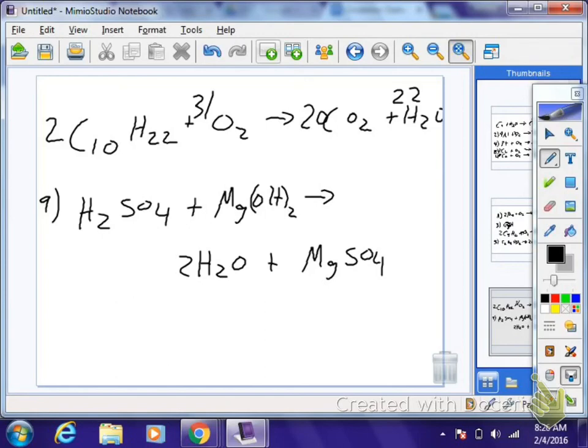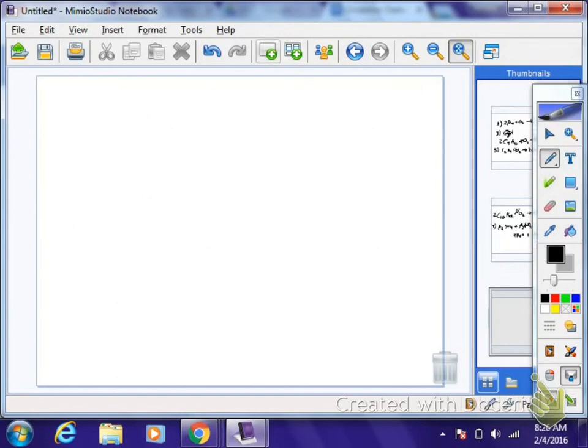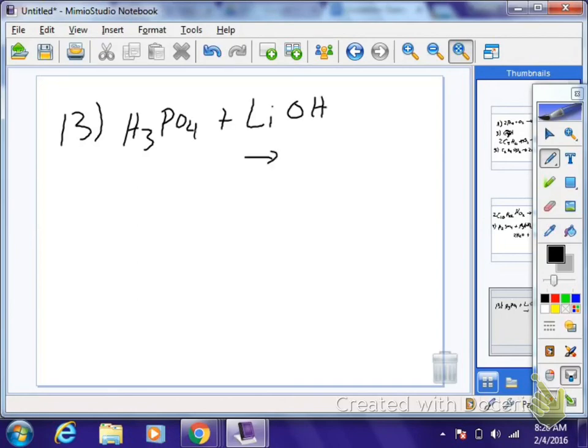Right, and then the last one you have is 13. And that's an acid, H3PO4, phosphoric acid, plus lithium hydroxide, arrow, and that would be H2O plus Li3PO4. And then I think to balance it out, we put a 3 in front of LiOH to balance out lithium, and I think a 3 here. Again, that 3 kind of helps you. Kind of looks like they'd be the same.